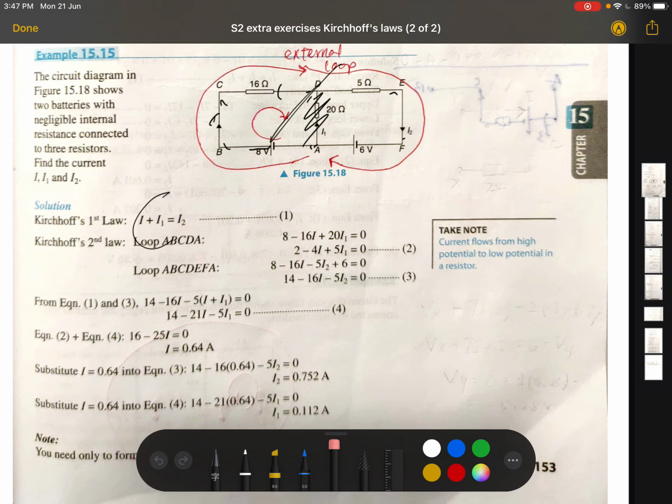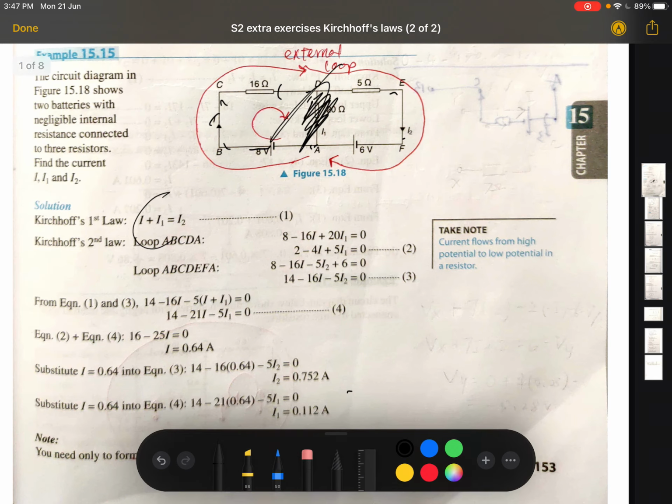So in other words, pretend that everything else doesn't exist and only focus on your loop, and just find the sum of the voltage of the batteries and the total voltage of the resistors. So yeah, again, sum of V is equal to sum of IR.